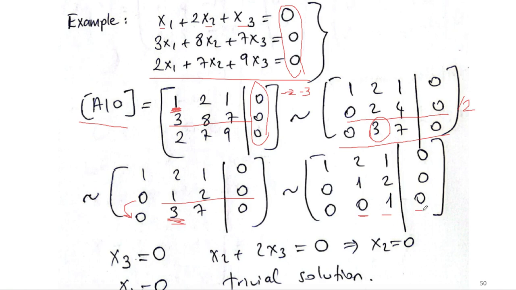So this implies basically we have 1 times x3 equals 0. So in other words, x3 equals 0. And from the second row, you can say 1 times x2 plus 2 times x3 equals, the right hand side is 0. And this implies x2 is also 0, and therefore x1 is also 0. So that's the trivial solution here.